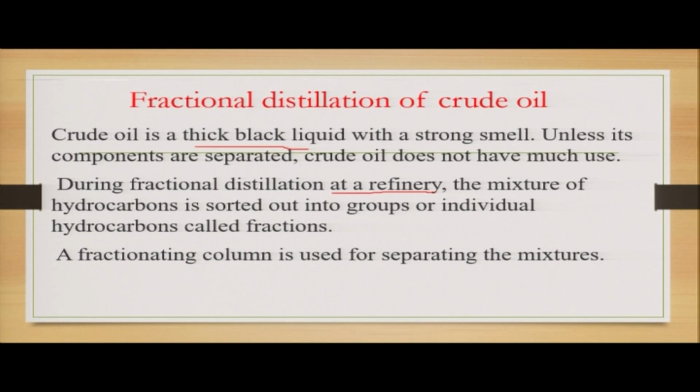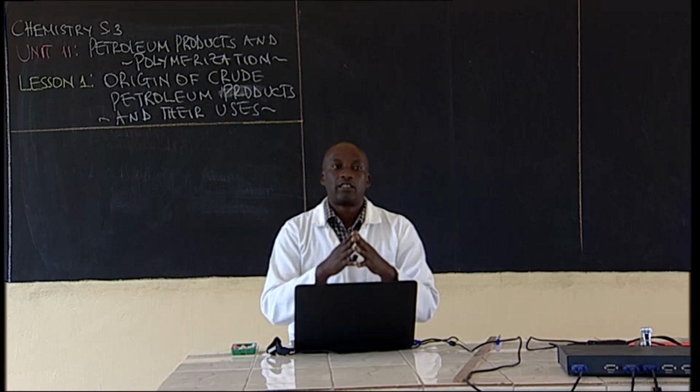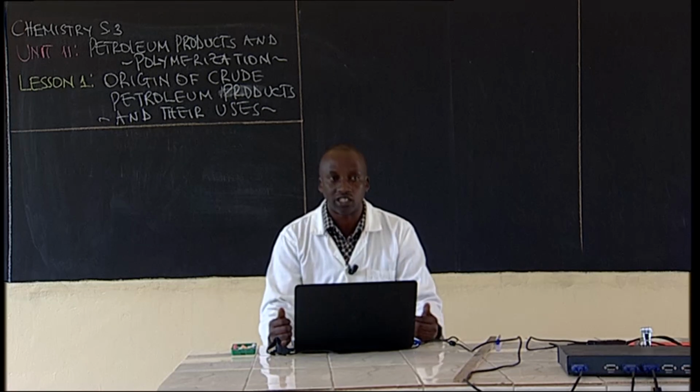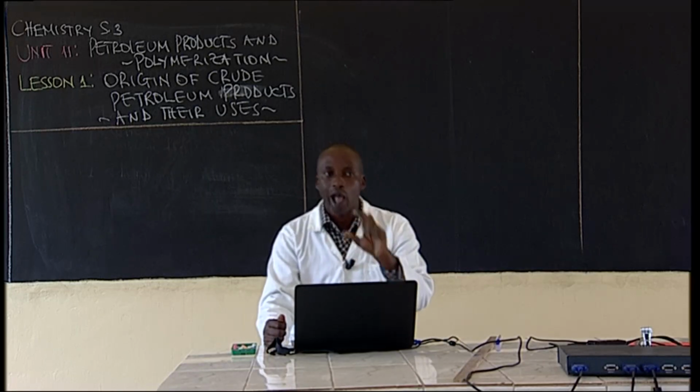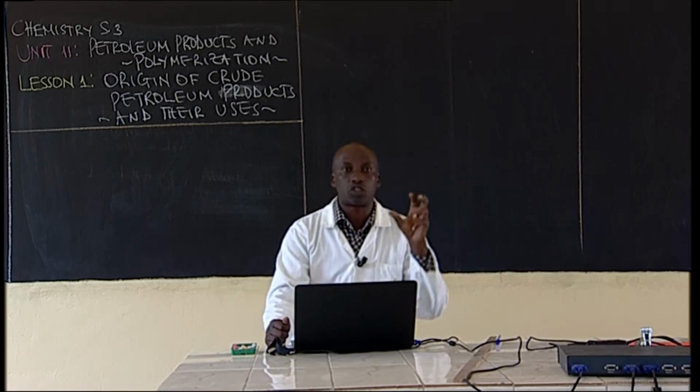During fractional distillation at the refinery, the mixture of hydrocarbons is sorted out into groups or individual hydrocarbons called fractions. And this is only possible by using a fractionating column. You remember we said crude oil is a mixture of these hydrocarbons, but they can be separated by fractional distillation. Fractional distillation works in the presence of a fractionating column, so this column is used to separate these components.